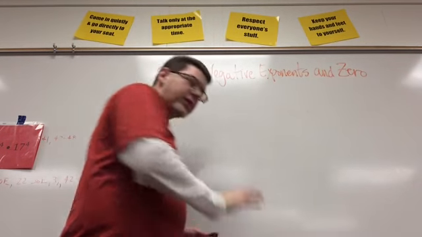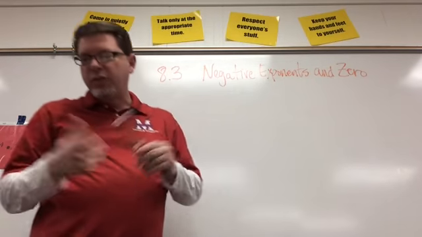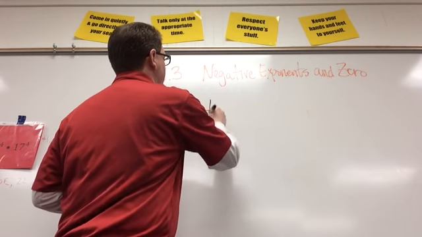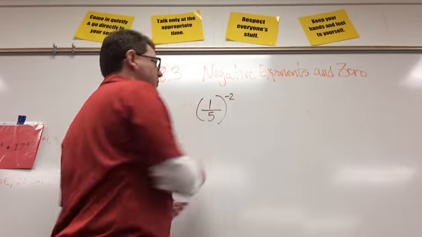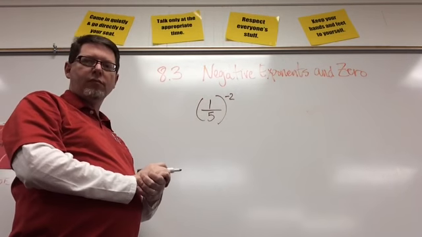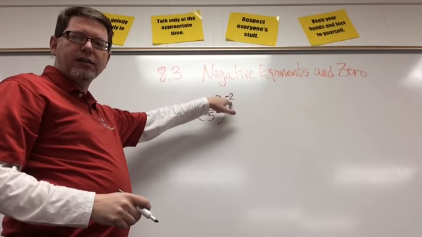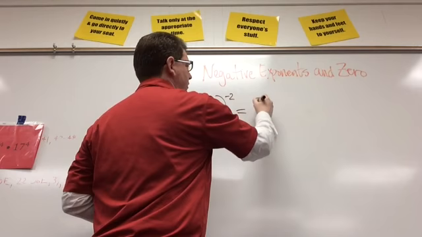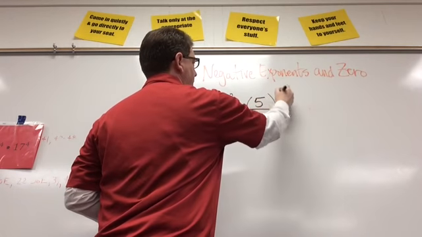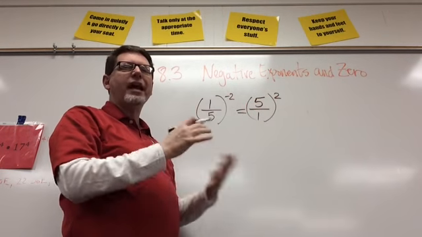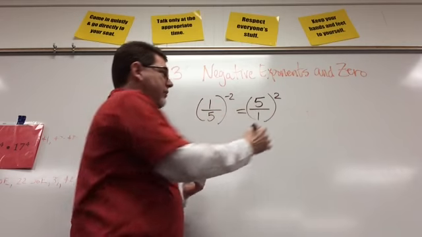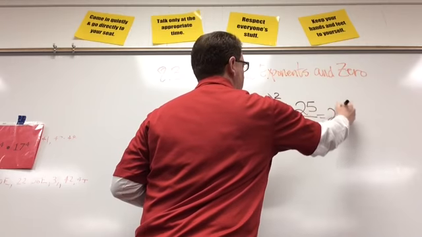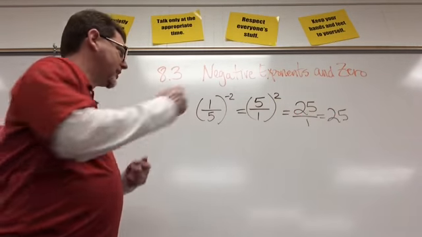Now let's do a couple of other examples that bring in some craziness. Let's say we have 1/5 to the negative second power. Well, the negative second power, I need to get this to be a positive exponent, so I'm going to do the reciprocal of 1/5. So that's going to be 5 over 1 to the second power. Now I can apply that second power to everything, and that's just going to equal 25 over 1, which equals 25.